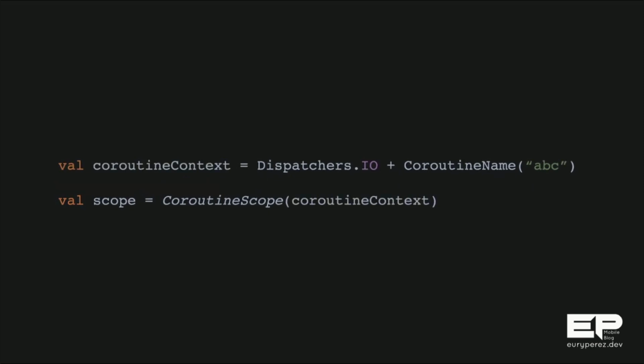So here I'm splitting it so you guys can see it in more detail. We are first building a coroutine context. This operation, Dispatchers.IO plus CoroutineName, or Dispatchers.IO plus a job, or just Dispatchers.IO, will return a new coroutine context that we can pass to our coroutine scope to get our new coroutine scope.